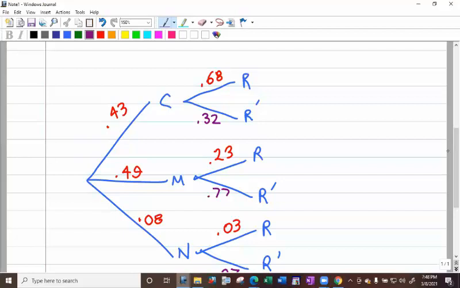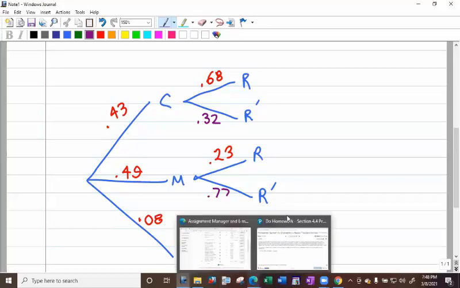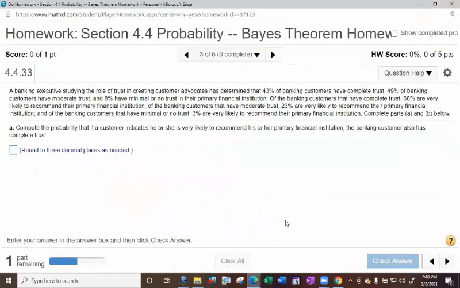Am I misreading? This question is worded kind of tricky. I'll make sure. Probability that complete trust given that they recommend. That's the only thing that makes sense. Unless they're just asking for a number right off the tree? That would be kind of a waste of time, because the wording's weird on this one. Indicates recommend.